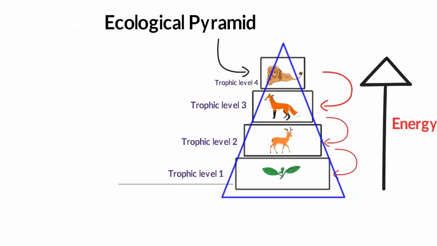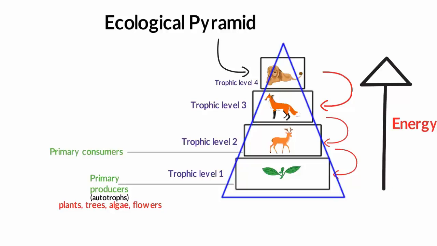At the bottom of the pyramid, we have the primary producers. They are also called autotrophs. These are basically plants, trees, algae, flowers. So all of this is placed at the bottom bar of the pyramid. Now on top of this bar, we have the primary consumers. These are herbivorous animals which feed on these plants. Animals like insects, squirrel, deer, rabbit, goat, etc.